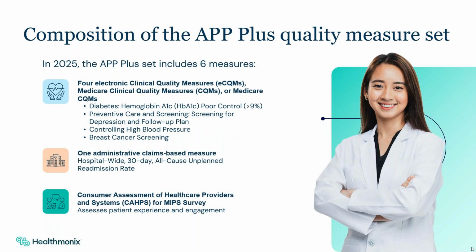You will be scored on only one administrative claims-based measure. They took the other one away for 2025, so it's just the hospital-wide 30-day all-cause unplanned readmission rate. And then everybody's going to have to do the CAHPS for MIPS survey. So that still is going to stay in every category for ACOs to report.